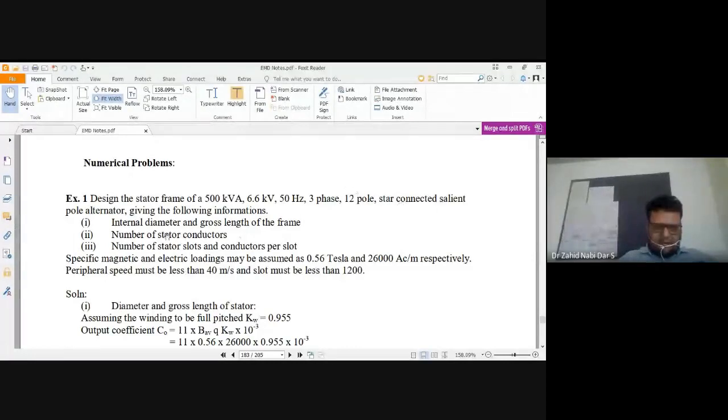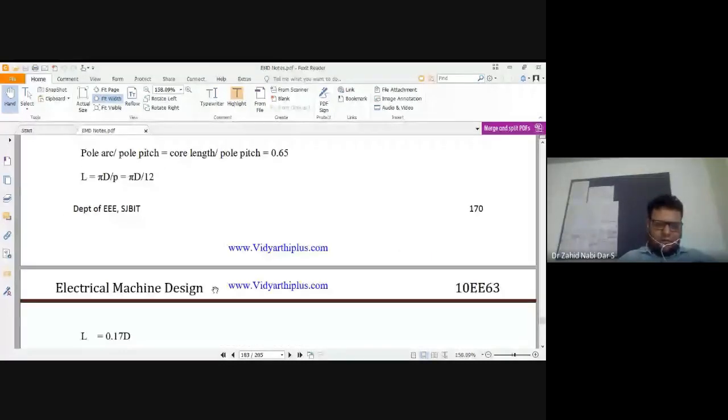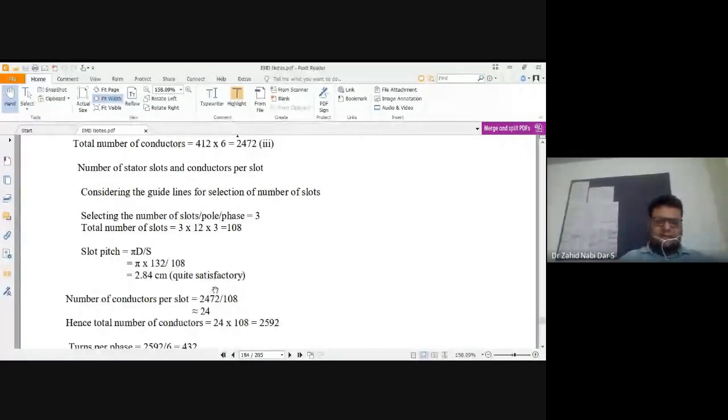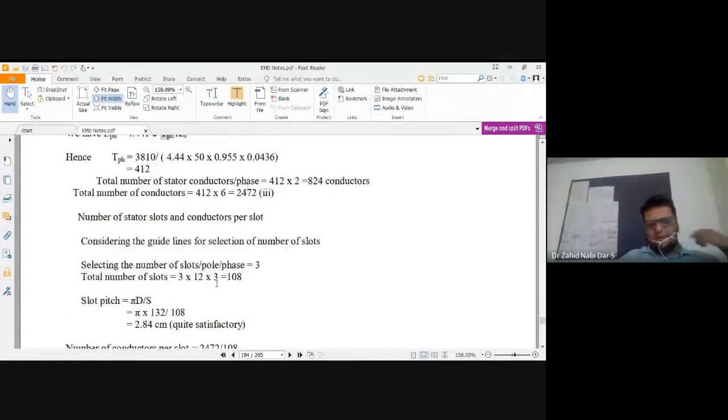12 salient poles, a specific electrical loading, and 0.56, and the peripheral speed, must be designed for the number of 12 salient poles. So when it is not given, as I have told you in the previous problem, it should be greater than 2. So the next integer greater than 2 is 3. So you have to take that into consideration. So 3 into 12 into 3, you get around 108.